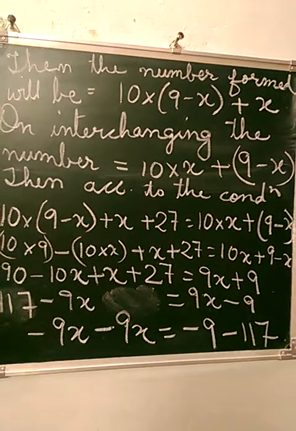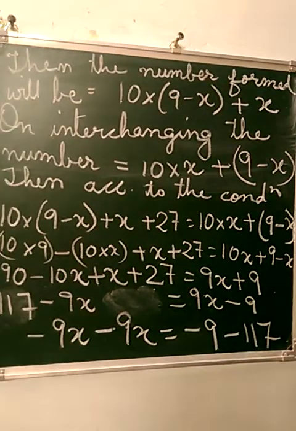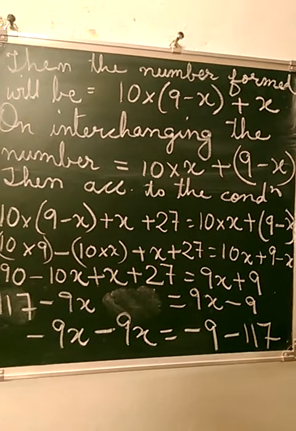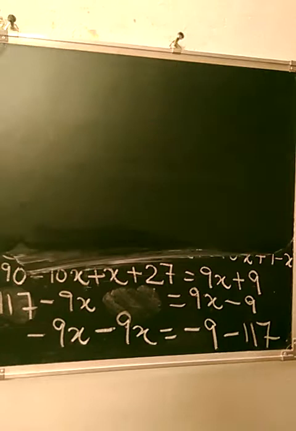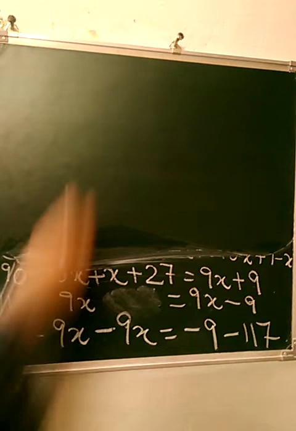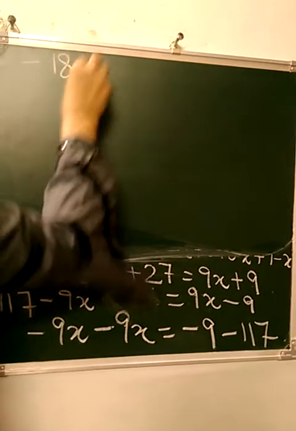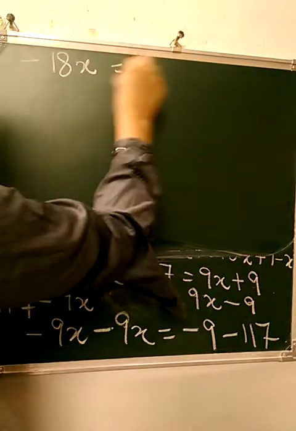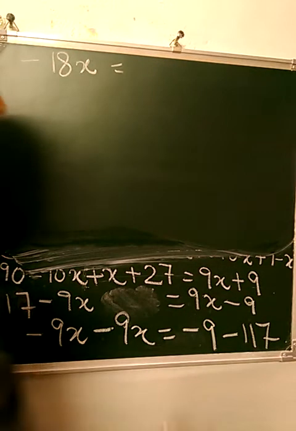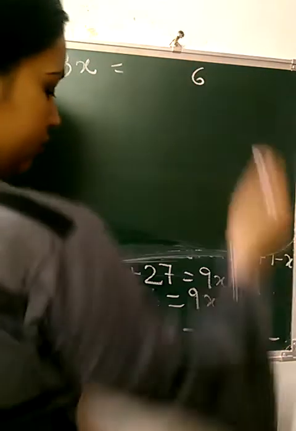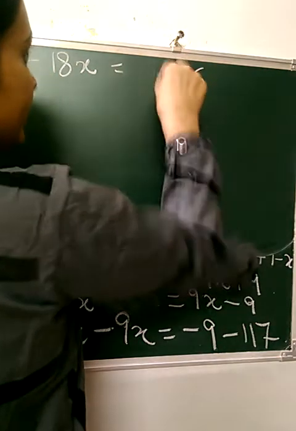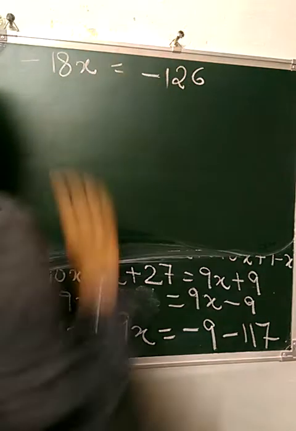Okay, now we are going to solve. Here, minus minus becomes plus, so 9 plus 9 becomes 18. Answer will be negative because both are negative, so minus 18x. And this also minus minus becomes plus, so we'll add, this is 126, this is also negative.